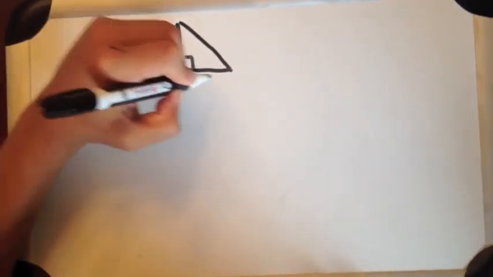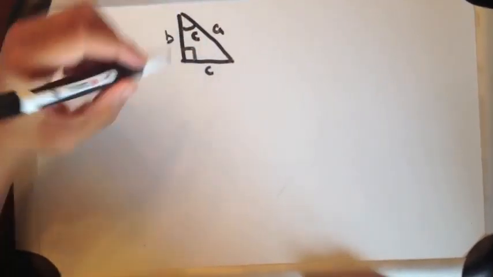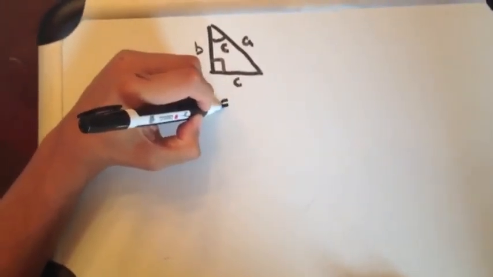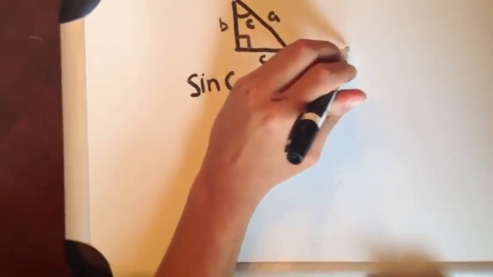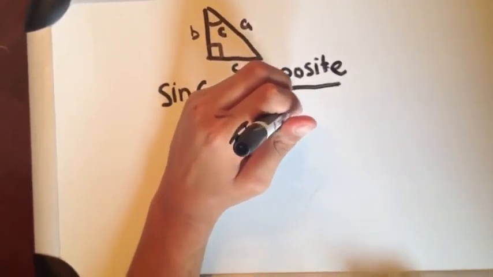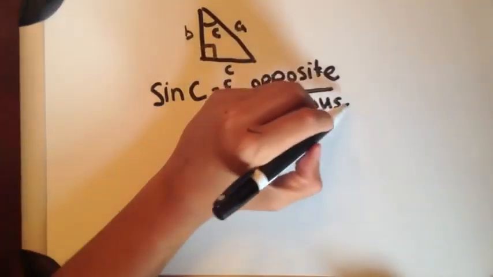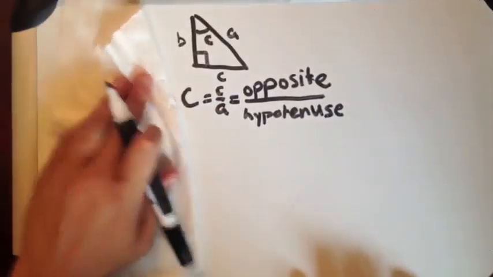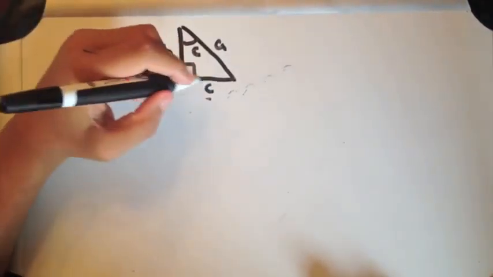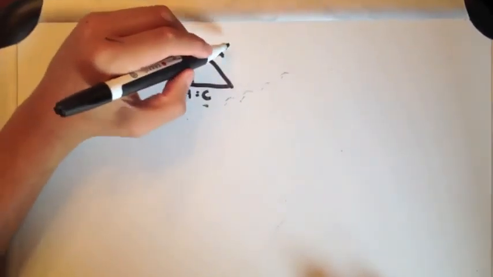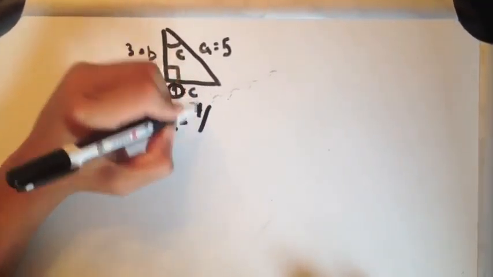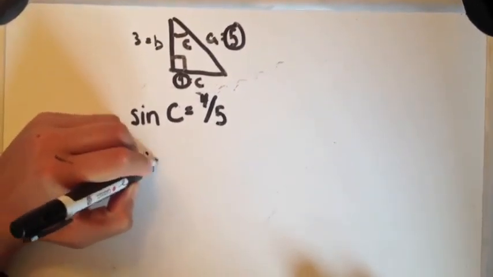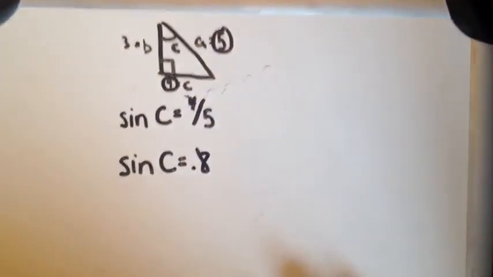So what sine says is that for any right-angled triangle in which the three sides are A, B, and C, the sine of C would be equal to c over a, which is equal to the opposite side of the angle over the hypotenuse. Again, the opposite side of the angle over the hypotenuse. So now let's try to bring in values to show an example. So let's say c is 4, a is 5, and b is 3. So the sine of C will be equal to 4 over a, which is 5. So the sine of C will be equal to 4 over 5, or 0.8.